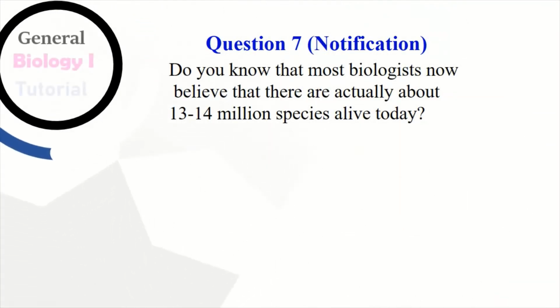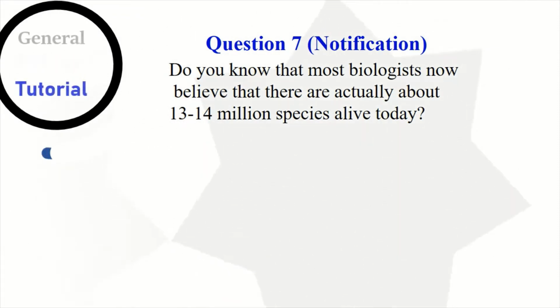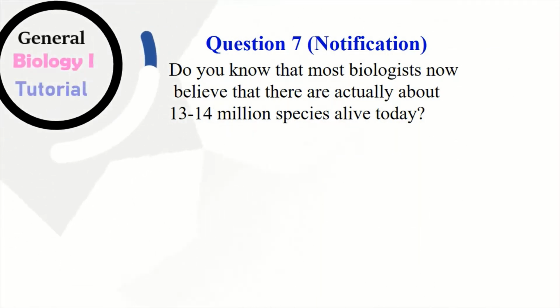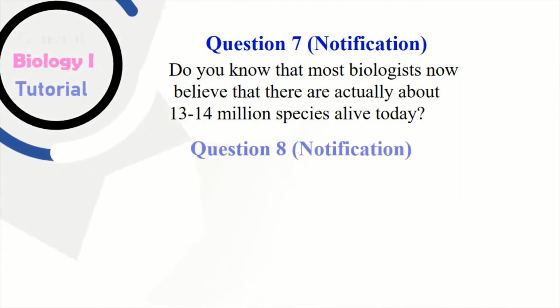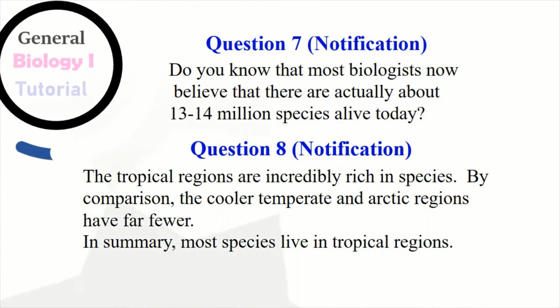Question 7. Notification. Do you know that most biologists now believe that there are actually about 13 to 14 million species alive today? Question 8. Notification. The tropical regions are incredibly rich in species. By comparison, the cooler temperate and Arctic regions have far fewer. In summary, most species live in tropical regions.